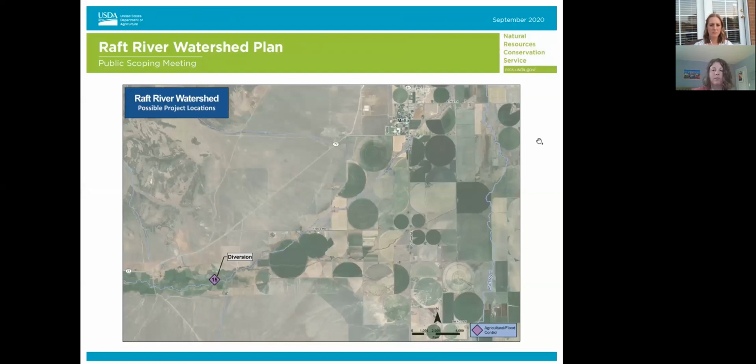The next maps are at a more refined scale to provide locational reference for the evaluation of the possible impacts and benefits of the project locations and type. This first map shows a possible project location for a flood diversion and agricultural diversion around this community of Malta. Next slide, please.